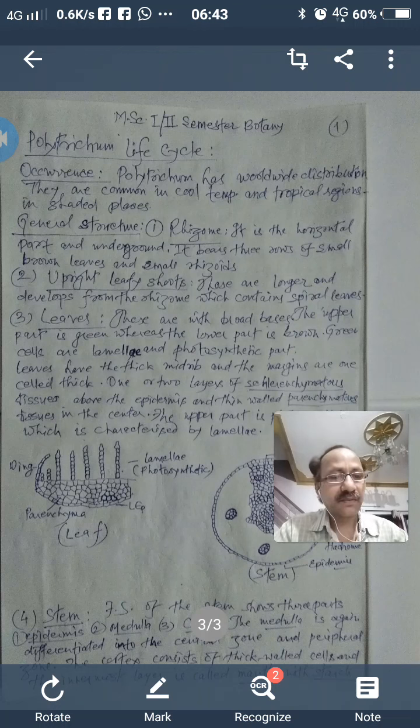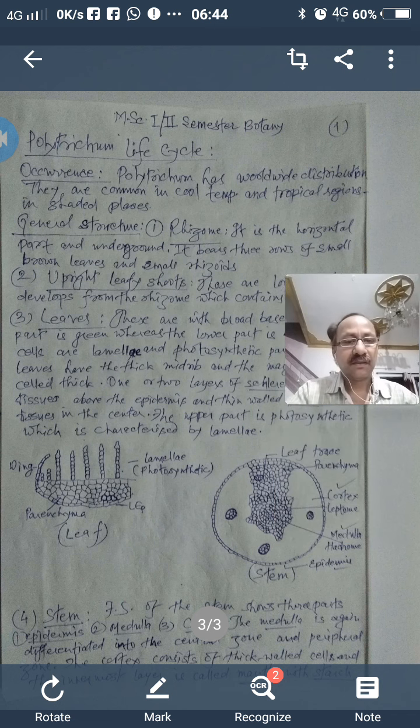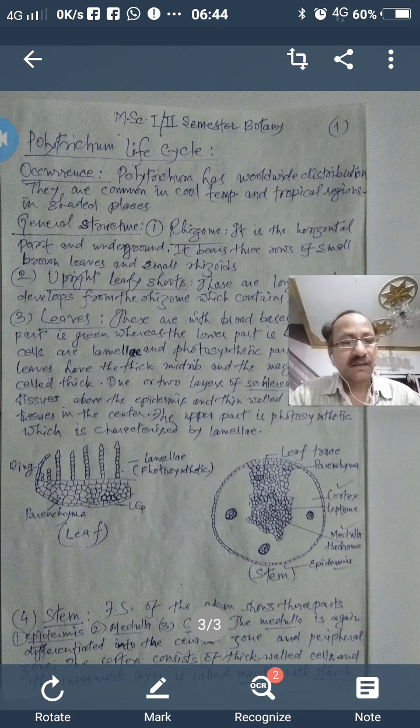We are dealing with the chapter of MSc second semester, botany. Polytrichum is here, the Polytrichum life cycle is here, which we are dealing with. Occurrence: Polytrichum has a worldwide distribution. They are common in cold temperature and tropical regions in shaded places.